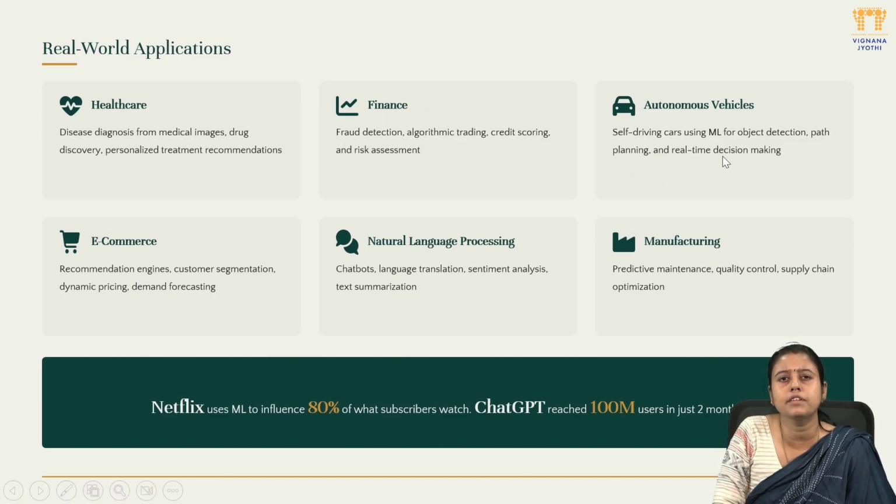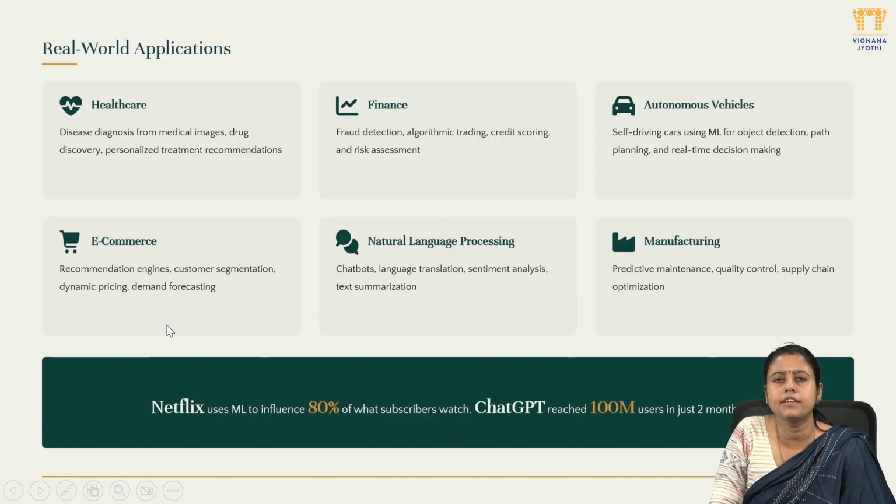Next is autonomous cars. Self-driving cars use object detection, YOLOv8, path prediction, and real-time decision making, all based on RL. In e-commerce, you can find recommendation engines, customer segmentation, dynamic pricing, and demand forecasting. From Amazon to Flipkart, everyone is using machine learning for real world problems.